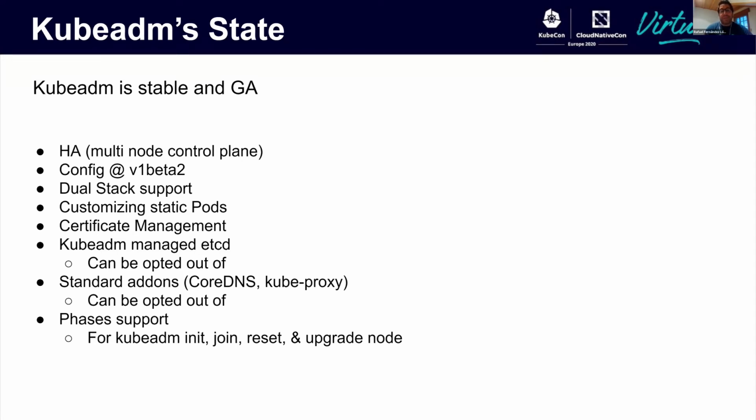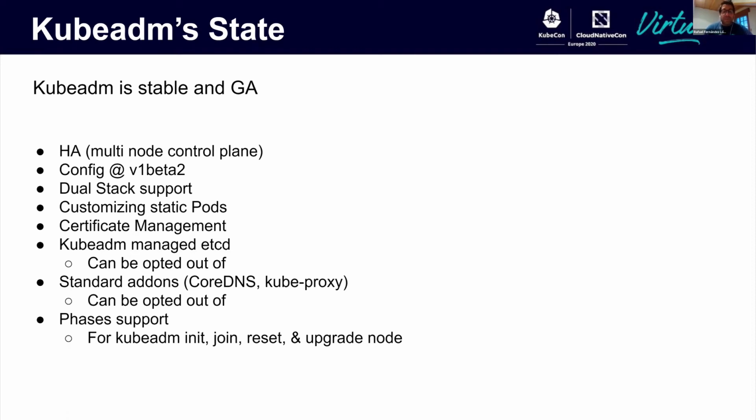Kubeadm has a managed etcd mode, the default one. We call this the stacked etcd. You can also use an external etcd if you want by providing this in the configuration. But by default, Kubeadm will just manage this for you, so you don't have to worry about that, even on HA environments. Then we are deploying standard add-ons, CoreDNS and kube-proxy. You can opt out of them, but by default they are provided.